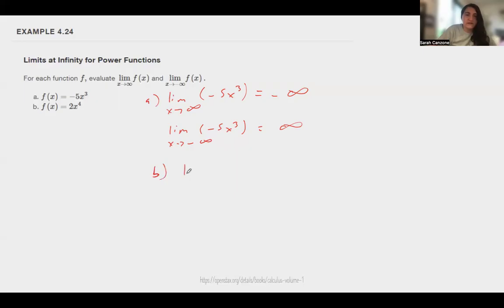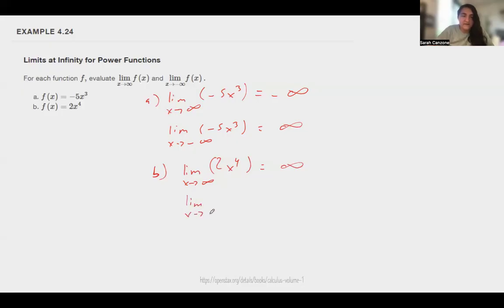For b, we want to do the same thing. So the limit as x approaches positive infinity of 2x to the fourth. Well, if we think about plugging in infinity, infinity to the fourth is still going to be infinity. Multiplying it by 2 doesn't matter. So that's still going to be infinity.